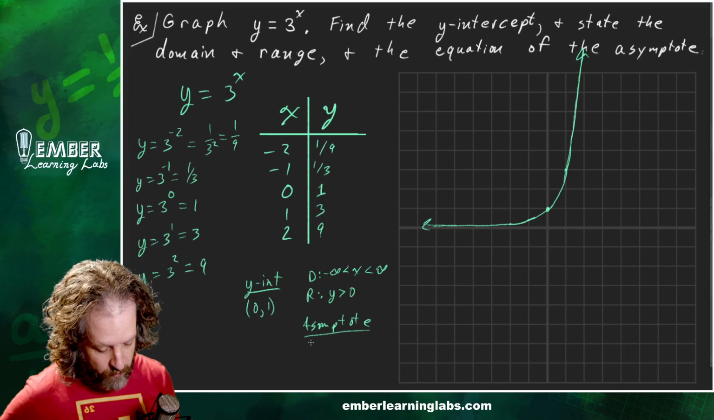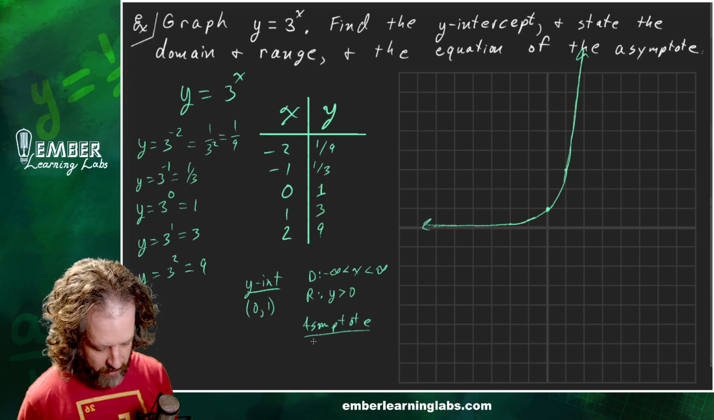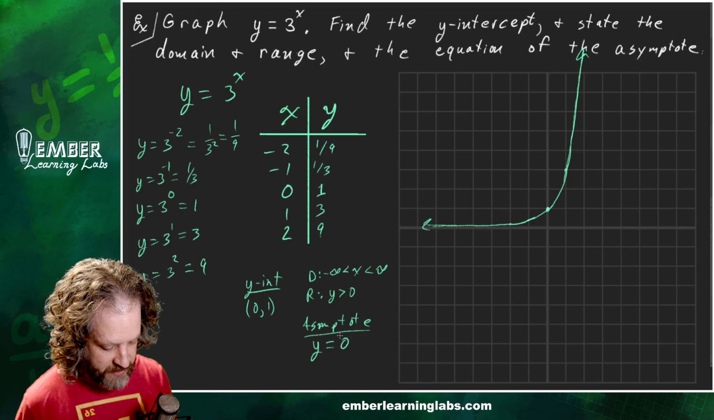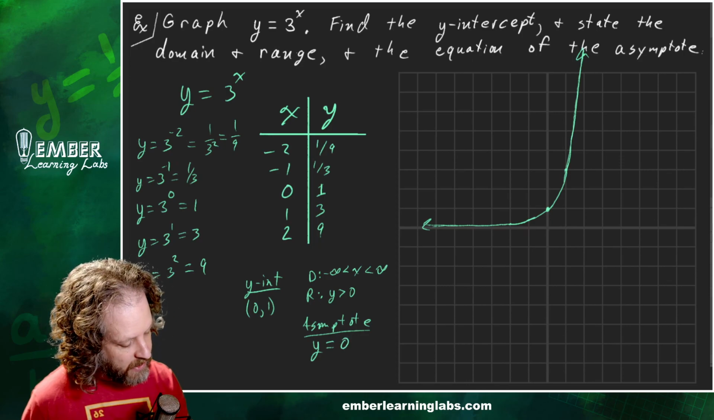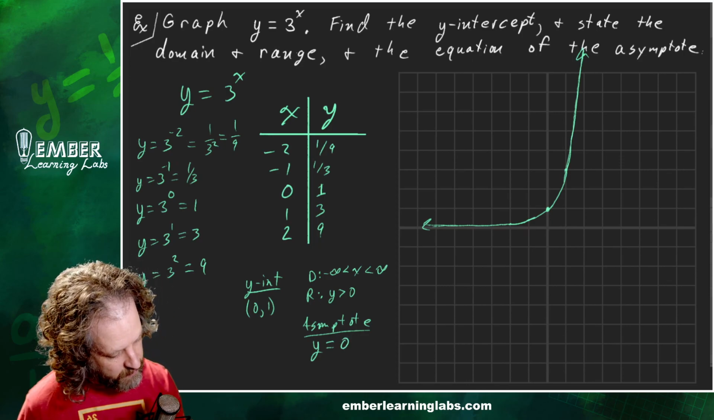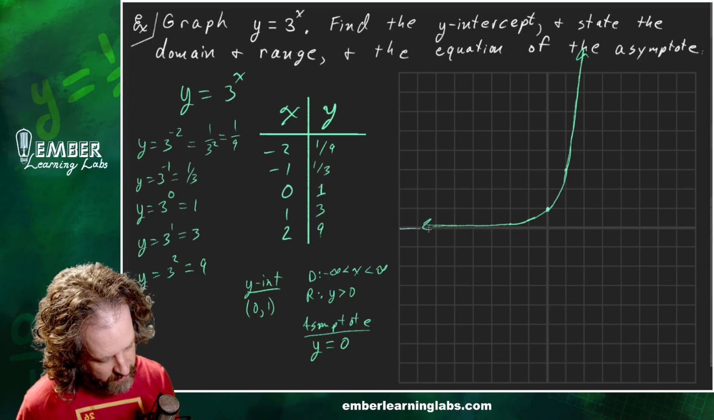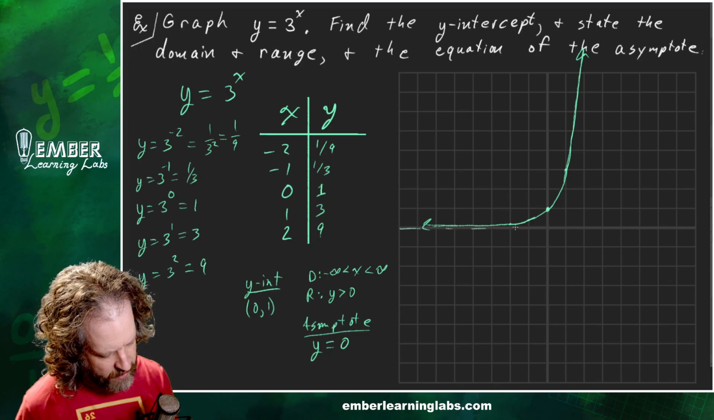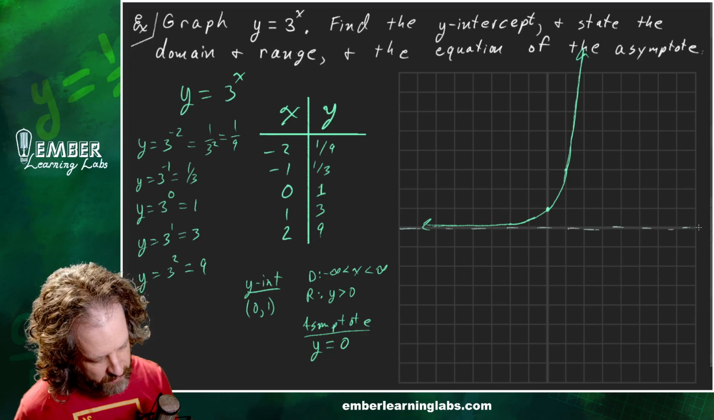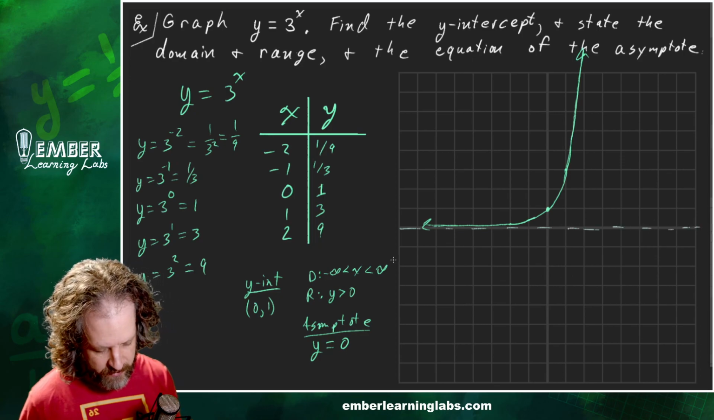The equation of the asymptote is going to be y equals 0, because y equals 0 is a constant function, and it looks like this. Let me get a slightly different color. So that would be this. y equals 0 is a horizontal line right there. So there's the asymptote, the y-intercept, all those things.